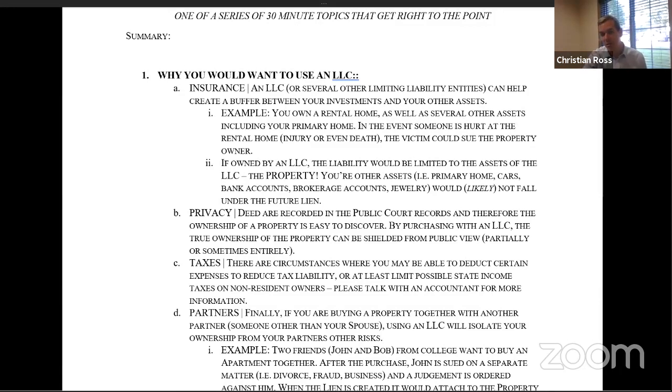Obviously, you can get insurance other ways, and that's what we're going to talk about later. So it doesn't have to be the only way you insure against potential risk.